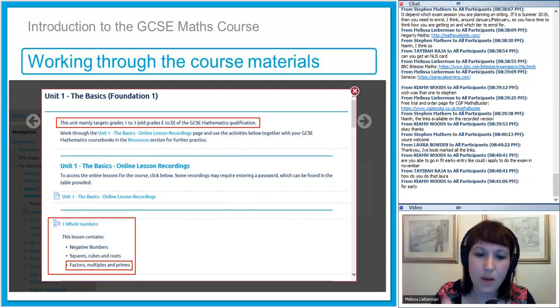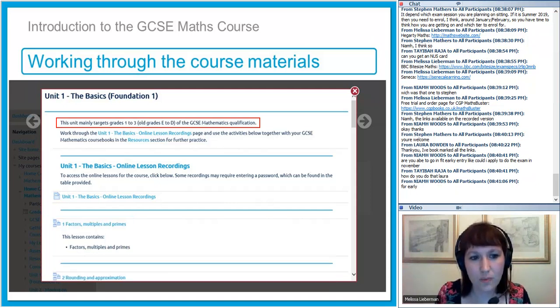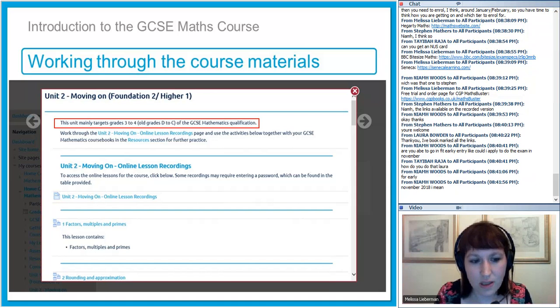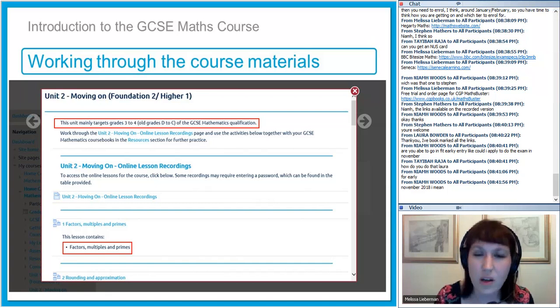So scroll down the page, watch the Unit 1 online lesson recordings, work through the activities, do the test, and then later on, when you go on to Unit 2, Unit 2 mainly targets grades 3 to 4, or grades D to C. And you'll notice at the top here, oh, what do you know? Factors, multiples and primes. But it goes into more detail and it becomes more difficult. It also covers fractions.